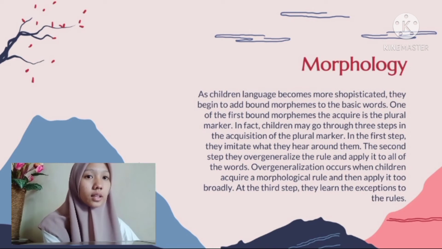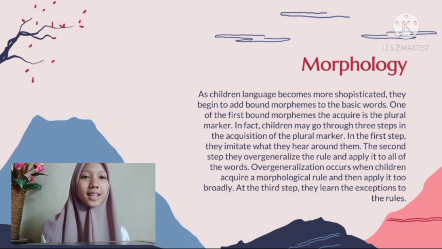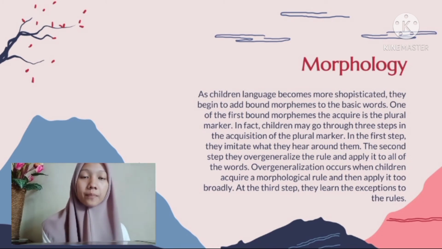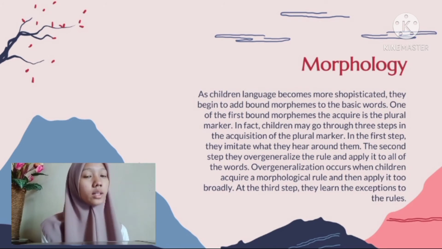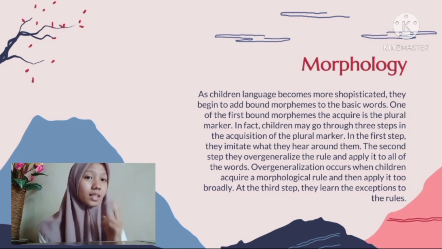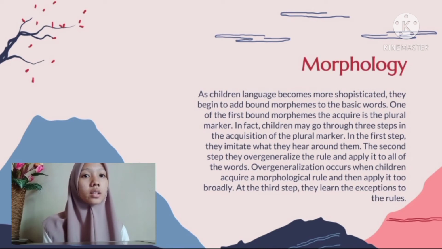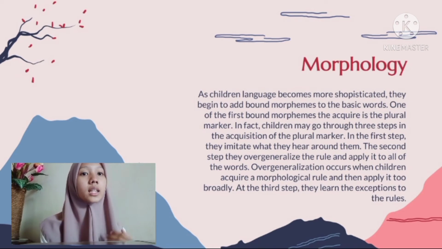Morphology. As children's language becomes more sophisticated, they begin to add bound morphemes to the basic words. One of the first bound morphemes they acquire is the plural marker. In fact, children may go through 3 steps in the acquisition of the plural marker. In the first step, they imitate what they hear around them. In the second step, they overgeneralize the rule and apply it to all of the words. Overgeneralization occurs when children acquire a morphological rule and then apply it too broadly. At the third step, they learn the exceptions to the rules.